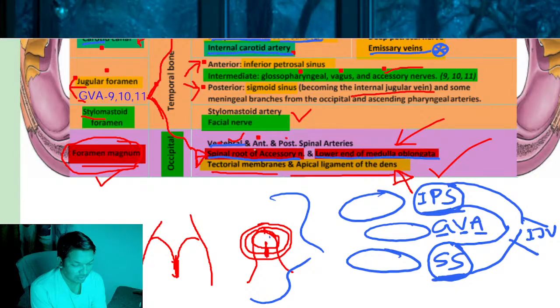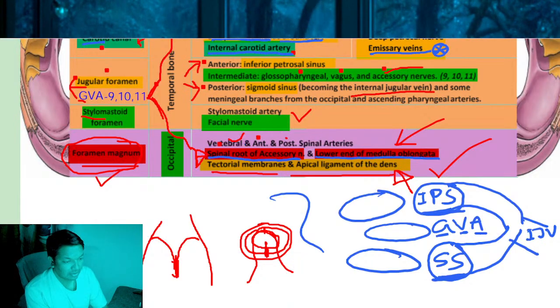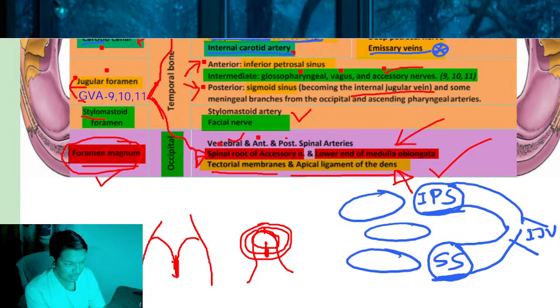Okay, vertebral and anterior and posterior spinal artery. How many vertebral arteries do we have? Anterior and posterior? No, vertebral artery doesn't have anterior and posterior. Vertebral artery is the branch of which artery?